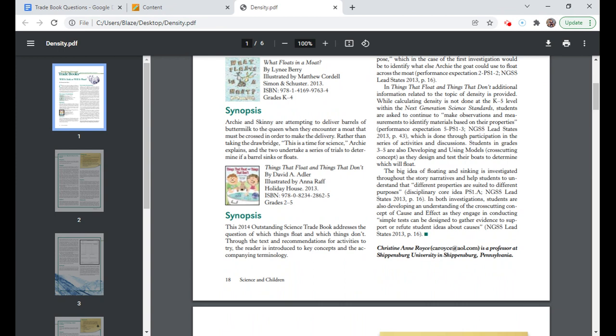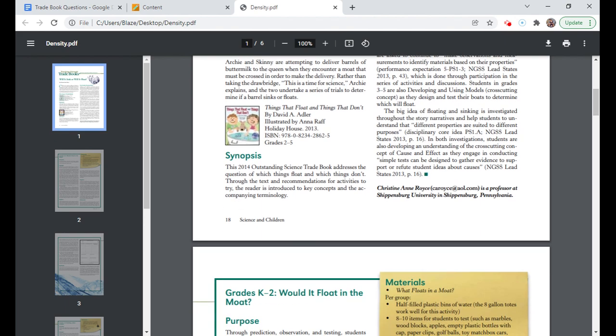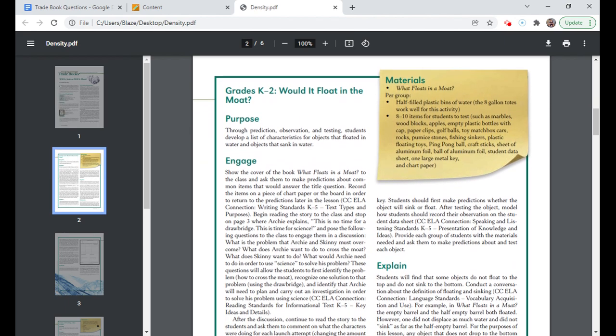This book is about two young boys who are attempting to deliver barrels of buttermilk to the queen, and then them kind of having a situation where they want to know what will float in a moat, and that kind of leads us into our lesson plan.